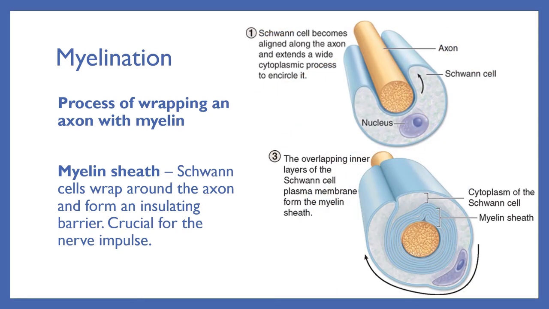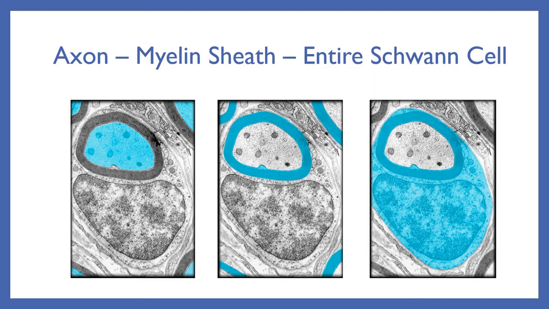On number 1, we're able to see this Schwann cell coming up to the axon and starting to encircle it. It will encircle it many, many times, forming a very protective barrier around that axon. Here's an actual microscopic view of an axon. In blue on the left is the axon. The middle picture shows the myelin sheath surrounding the axon, and on the right we see the entire Schwann cell that has completely encircled the axon, insulating it as it conducts its electrical impulse.